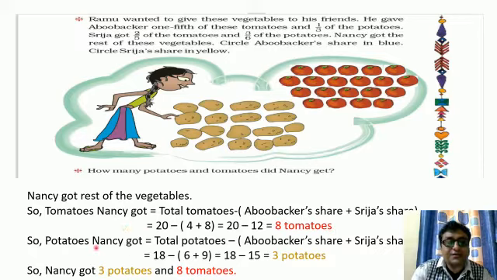In the same manner, potatoes Nancy got is equal to total potatoes, that is 18. Abu Bakr's share is 6 and Srija's share is 9. 6 plus 9 is 15. So 18 minus 15, which is equal to 3 potatoes. So Nancy got 3 potatoes and 8 tomatoes. In this way, we have completed this exercise.